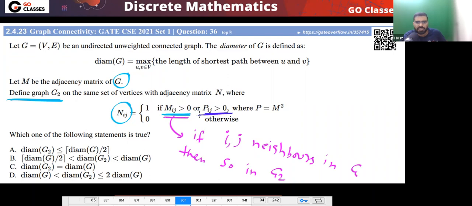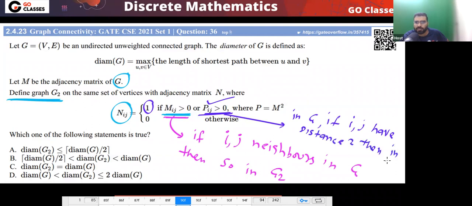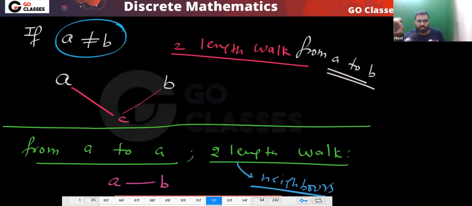Distance 1. And what is this telling you? In G, if they have distance of 2, if they have a walk of length 2 in G, then also you keep them as neighbors. Then in G2, i, j become neighbors. This is what is happening here. I hope you understood what is happening in this question. And else you keep it zero. Very simple.